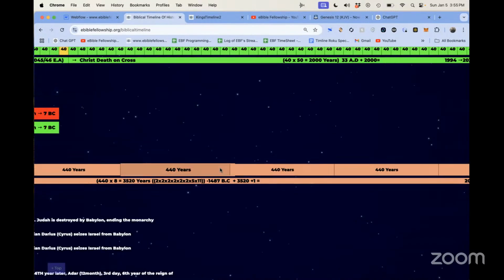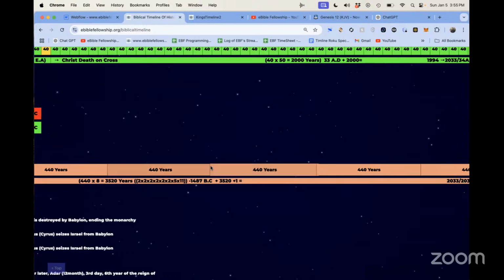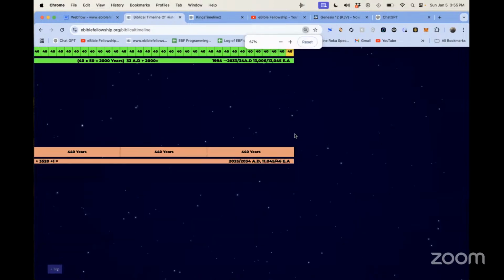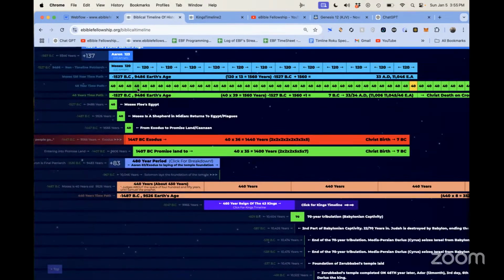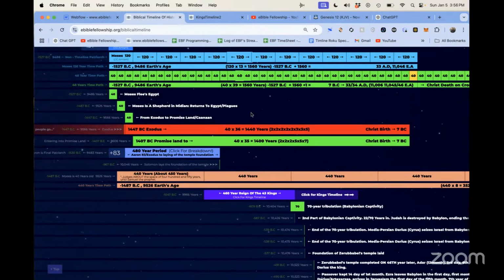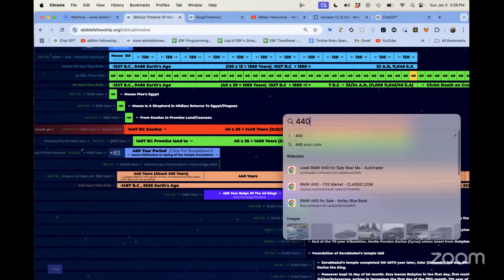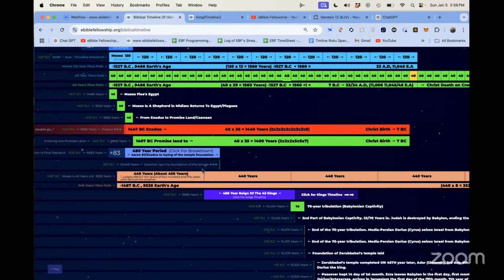So that's 440 times 8. So 8 of these basically gets you to 2033. And again, if you zoom out here, you'll see it really just connects with the 40-year time path because these can all be broken up into periods of 40. I don't know if you guys have noticed, but you just see 40 highlighted over and over again, and 40 is the number for testing. So 440 divided by 40 is eleven 40s. So each of these are made up of eleven 40s, which connect with this.